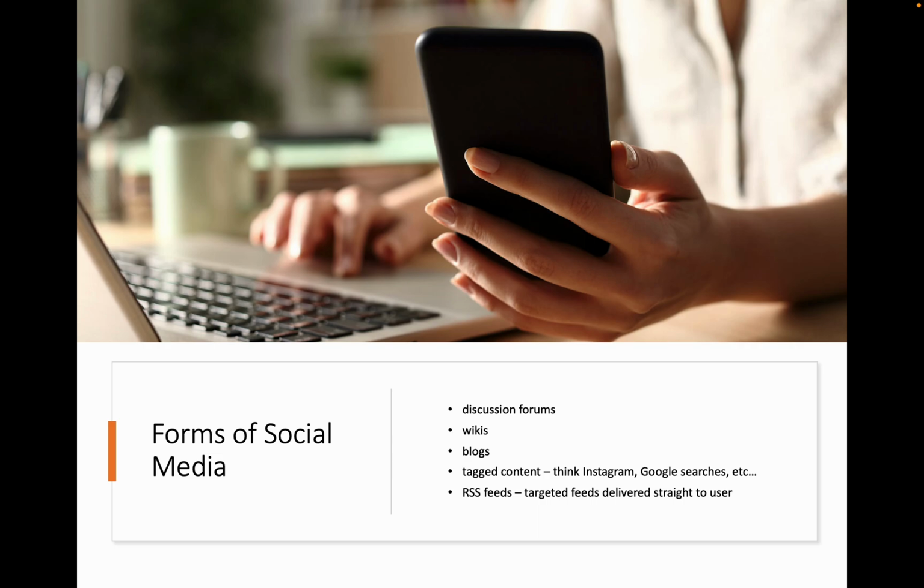Then you have tagged content. These are things like Instagram, Google searches, where you're going to search for a particular word and it will pull up everything that is tagged with that word. And then below that, RSS feeds are targeted feeds that are delivered straight to you.